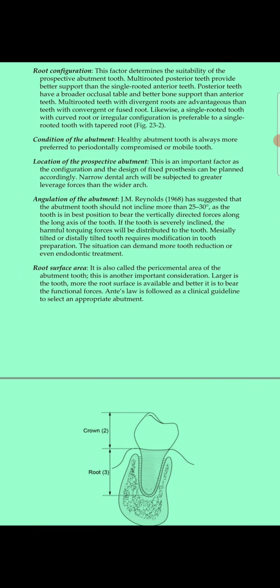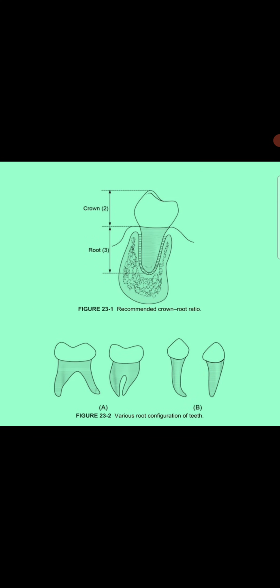Now root configuration is a factor which determines the suitability of the prospective abutment tooth. Multi-rooted posterior teeth provide better support than single-rooted anterior teeth. Posterior teeth have a broader occlusal table and better bone support than anterior teeth. Multi-rooted teeth with divergent roots are advantageous compared to teeth with convergent or fused roots. Likewise, a single-rooted tooth with a curved root or irregular configuration is preferable to a single-rooted tooth with a tapered root.